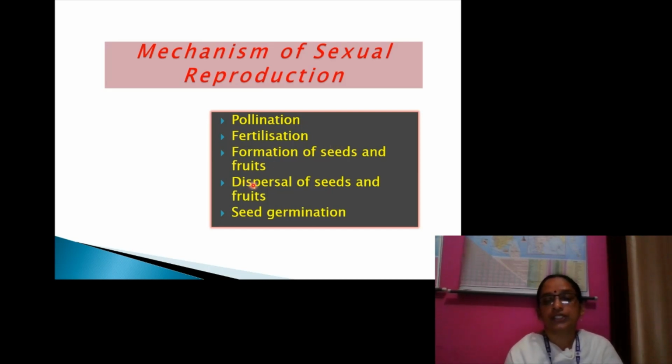Then afterwards when that fruit becomes mature, dispersal of seeds and fruits occurs. Then when the seeds become mature and get proper conditions, proper warmth, sunlight, water, etc., the seed starts to germinate. Pollination, fertilization, formation of seeds and fruits, dispersal of seeds and fruits and seed germination are the mechanism of sexual reproduction.